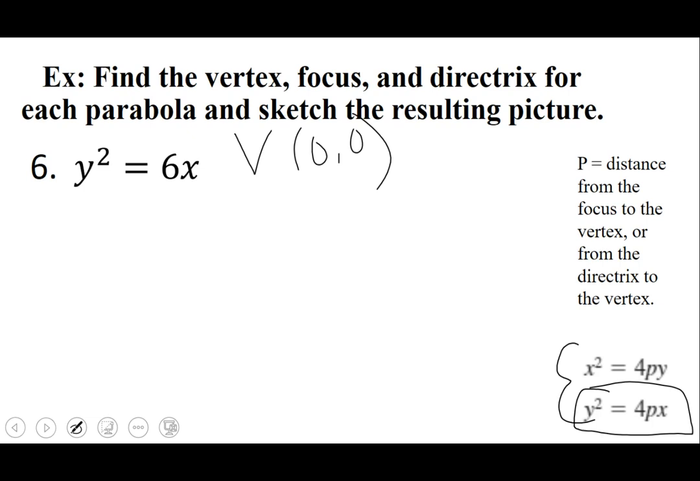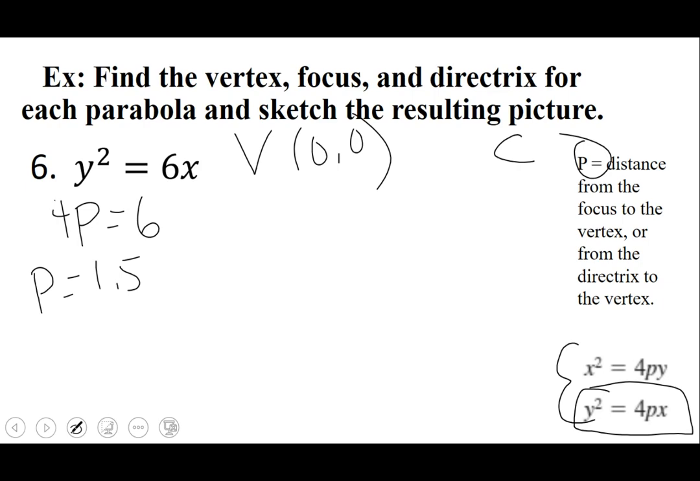The fact that it's a y squared means it's going to face left or right. The fact that it's a positive 6x is how I know that the graph is going to face to the right. Once I know that the vertex is 0, 0, I need to solve for p. So to solve for p, you're going to use the fact that 4p equals whatever is in front of the variable that's not squared, which in this case is 6. Divide by 4. Turns out that p is 1.5.